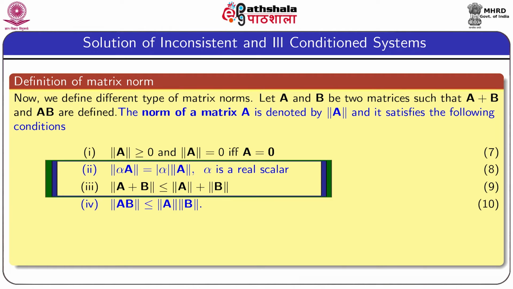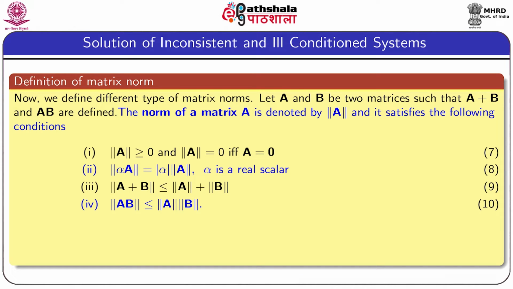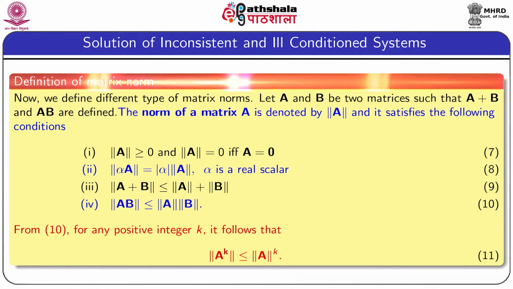The second one is the homogeneity condition, where alpha is a scalar number. The third condition is the triangle inequality. That means the norm of A plus B is less than or equal to norm of A plus norm of B. The fourth condition is norm of A into B less than or equal to norm of A into norm of B. And it is obvious that for any positive integer k, from equation 10 we can write norm of A to the power k less than or equal to norm of A to the power k.